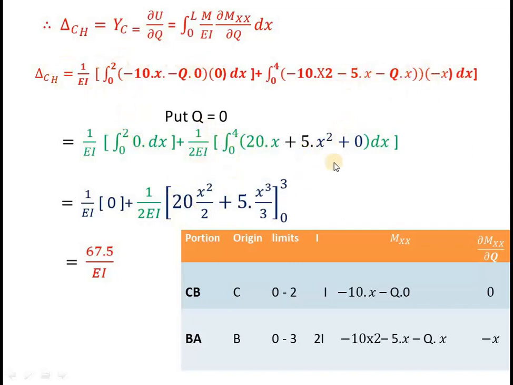Its EI is 1 by 2EI. Now it is 20 into x square by 2, and this is 5 into the integration of x square, which is x cube by 3. So if you simplify this by putting the limits 0 to 3, you will get 67.5 divided by EI. This is the horizontal deflection at C. Again here it is 0 to 3 only. This was a mistake, this is 0 to 3.